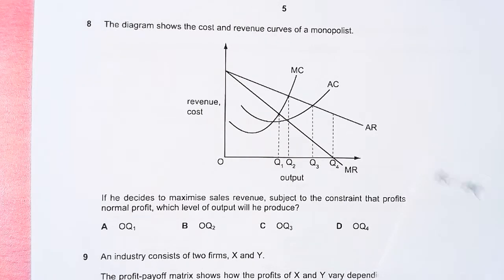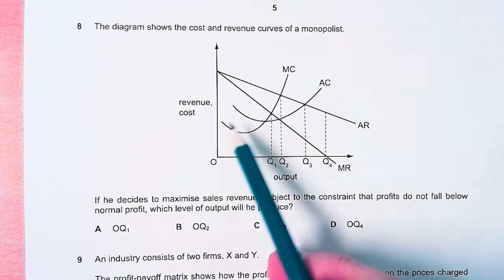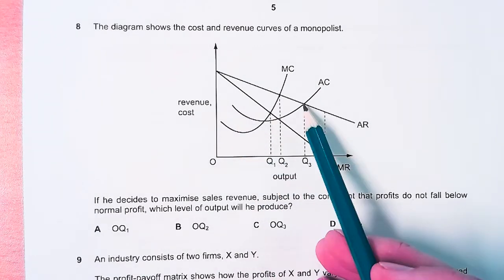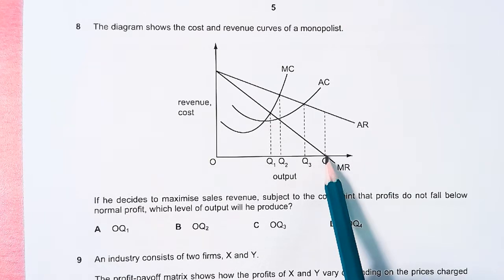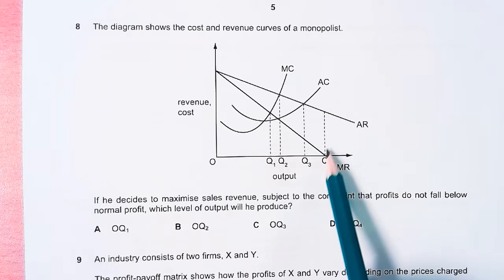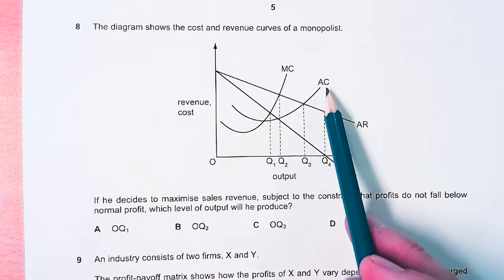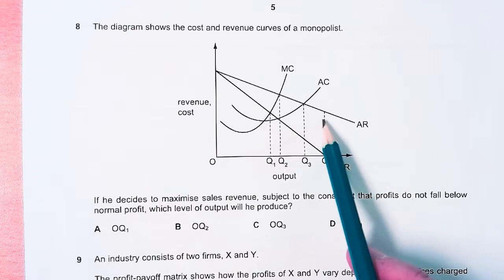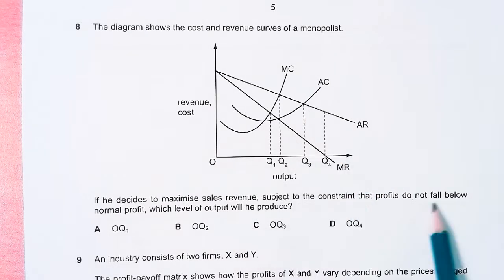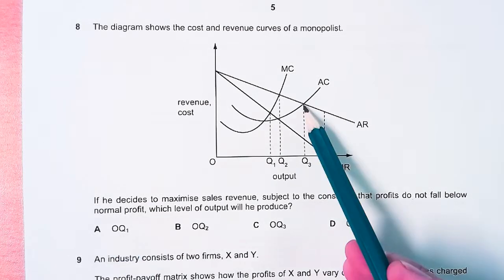So if we look at the actual points where average cost equals average revenue, well, we've got it there. We can see that the sales maximization, or revenue maximization point, sorry, is here, which would actually create a loss. Average cost would be greater than the average revenue at that point. Okay, so this firm do not want anything below normal profit, so therefore it must be OQ3.